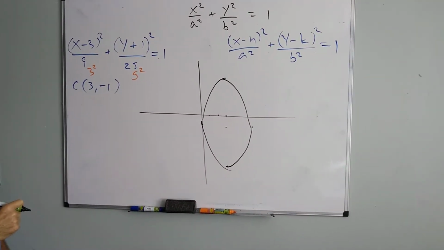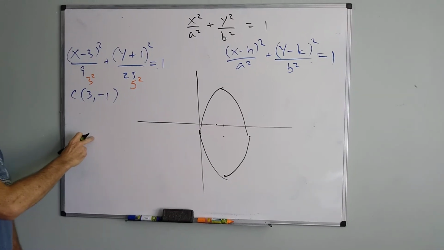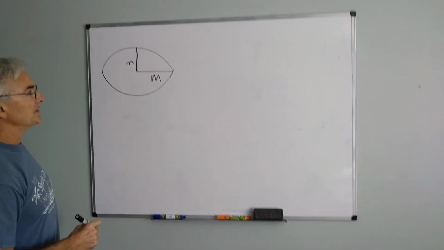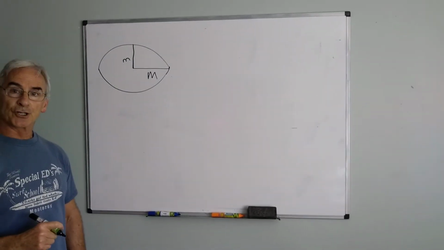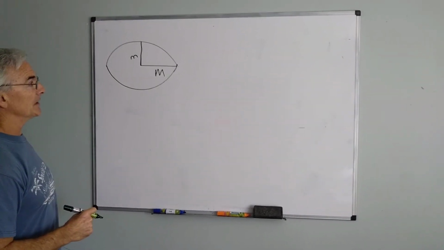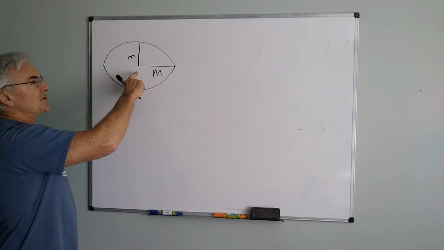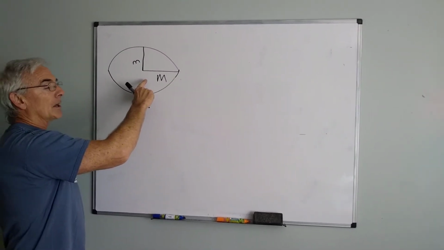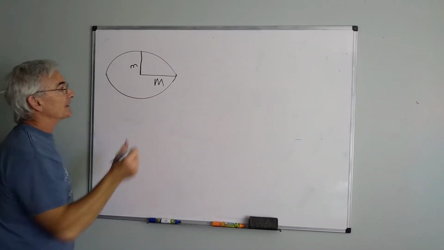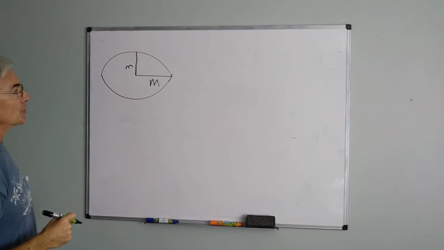And more or less that would be the shape of that ellipse. Okay? For convenience sake, because the roles of A and B change depending on the orientation of the ellipse, I'm going to introduce a couple of basic terms. This isn't a circle, but it acts a lot like a circle in the fact that it appears to have a radius in each direction.